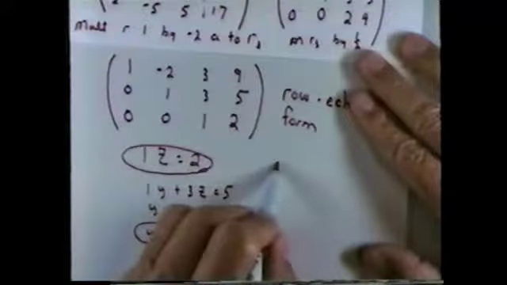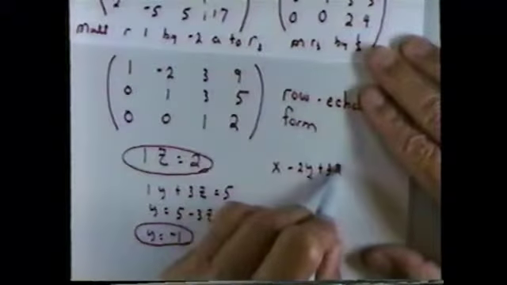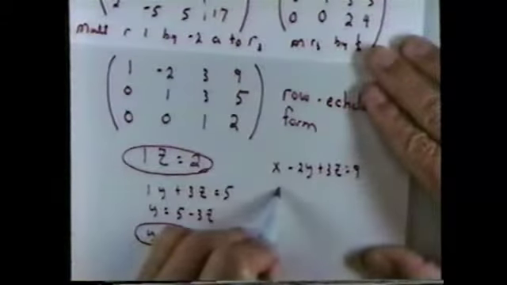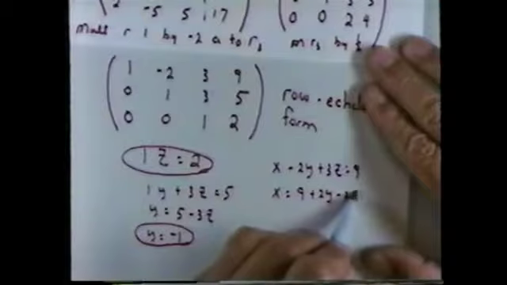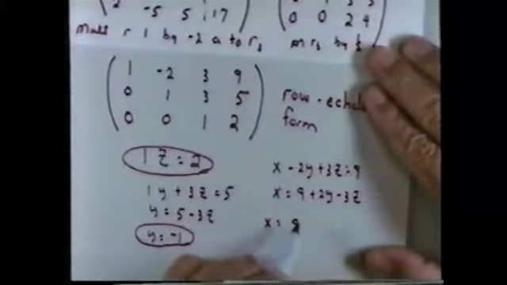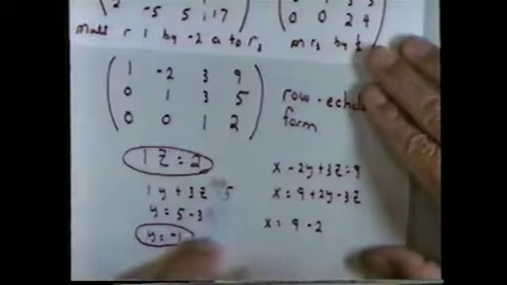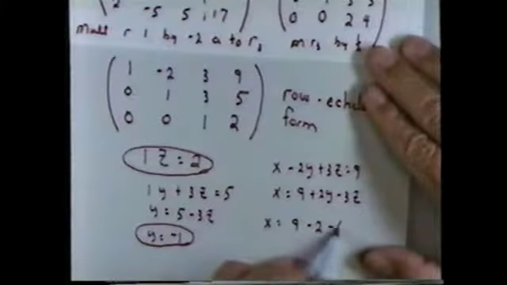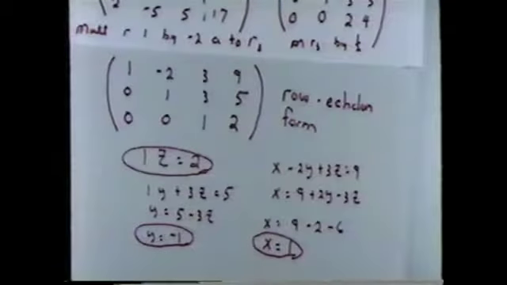The top equation is x minus 2y plus 3z is equal to 9. Or I have x is equal to 9 plus 2y minus 3z. So I have x is equal to 9, y is negative 1, 2 times negative 1 is negative 2, z is 2, 3 times 2 is 6, that would be minus 6. So x is, 9 minus 2 is 7, x is 1. So we have the solution: x is 1, y is negative 1, z is 2.